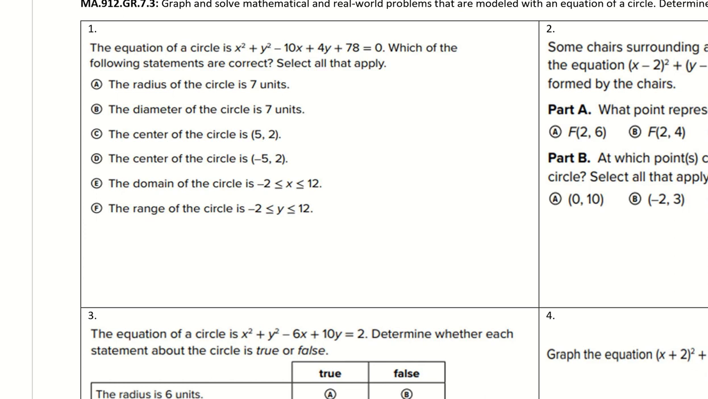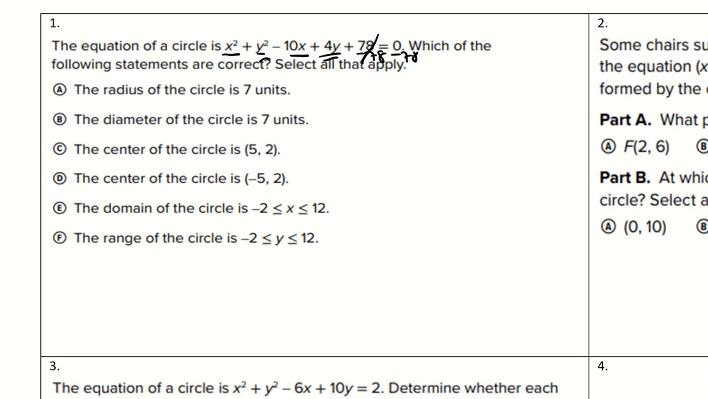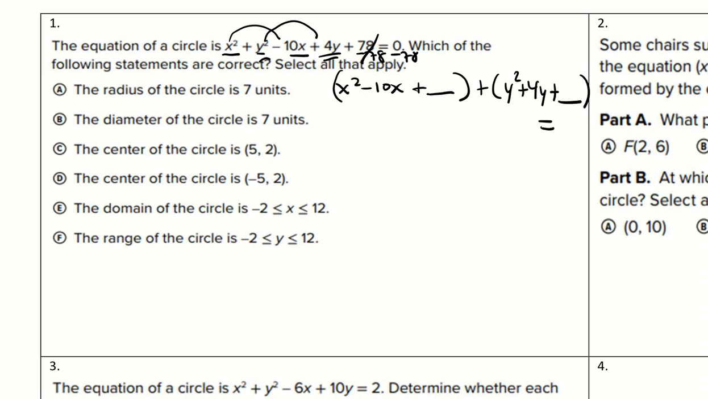All right, so let's take this equation and let's separate the x parts and then the y parts, and then move this to the right hand side so that we can get it out of the way. So I'm going to subtract it out. So x squared minus 10x, put the x parts together and then the y parts together. Give yourself some room so you can complete the square. y squared plus 4y plus blank, and then equals, and since I'm running out of room here, I'm just going to put equals negative 78.